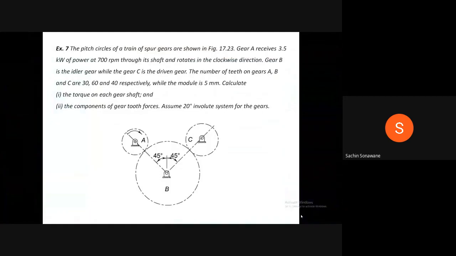Today we will see example number 7, that is on the force analysis. Please write down the problem and draw the diagram. I will wait for 5 minutes.